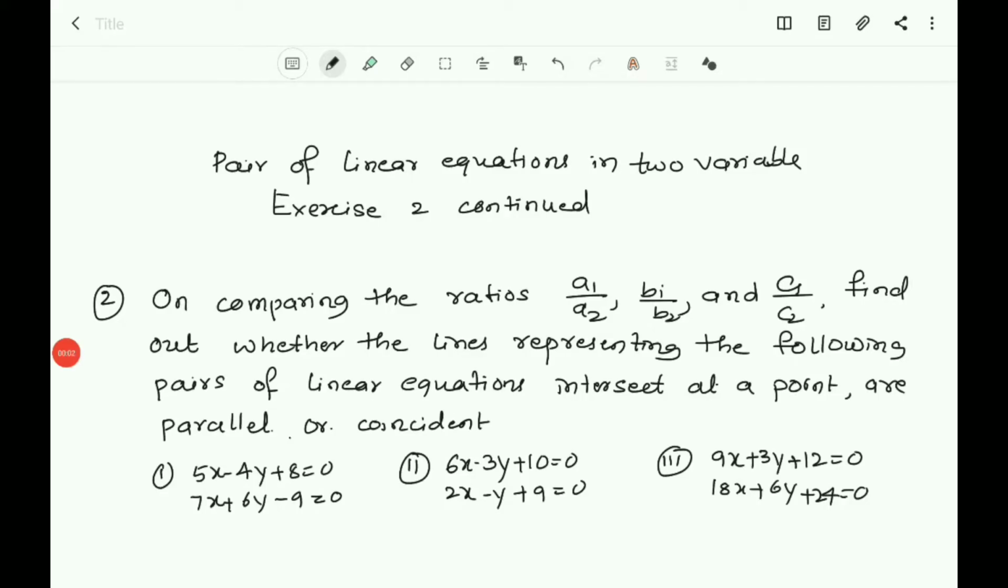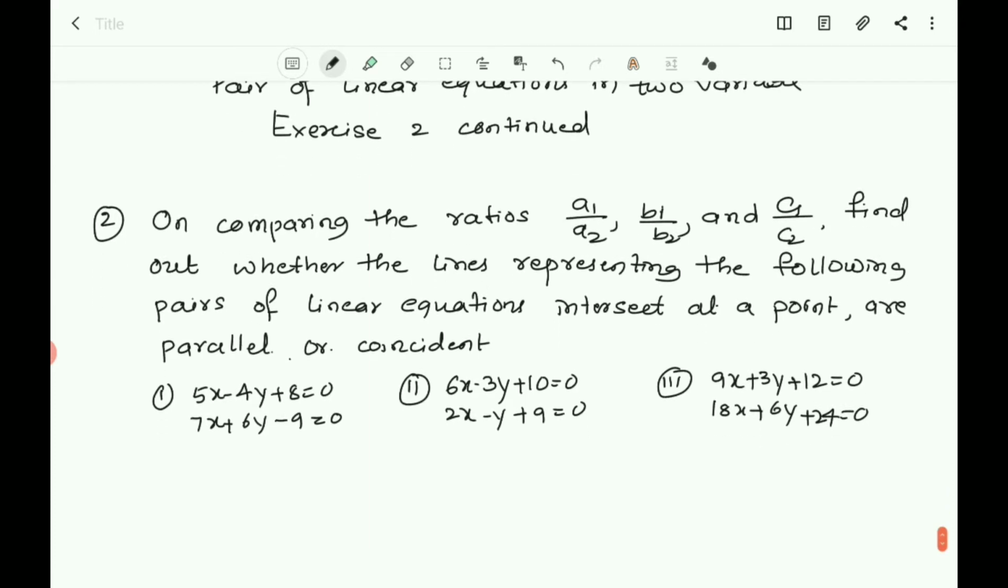Children, let us continue the pair of linear equations in two variables. Here it is a continuation of exercise second. The second question is, on comparing the ratios a1 by a2, b1 by b2 and c1 by c2, find out whether the lines representing the following pairs of equations intersect at a point, or parallel, or coincident. That you have to verify here.